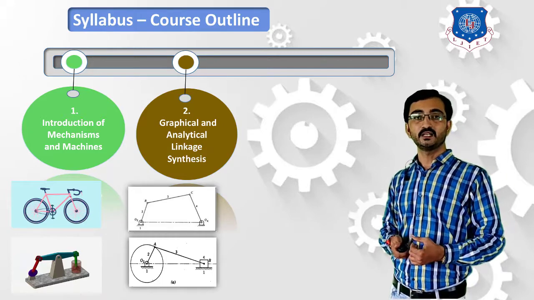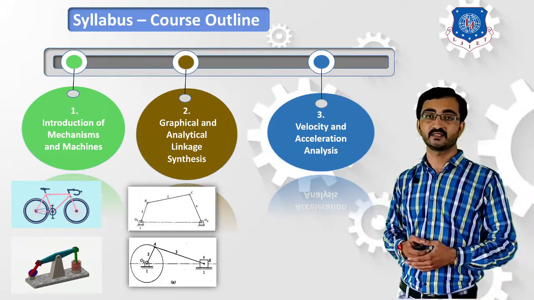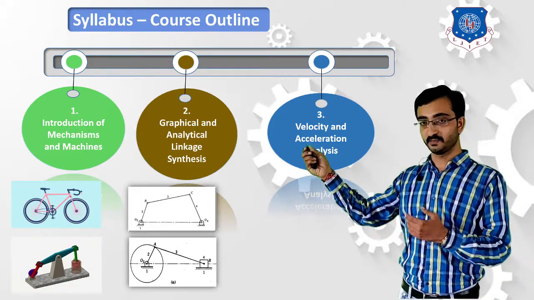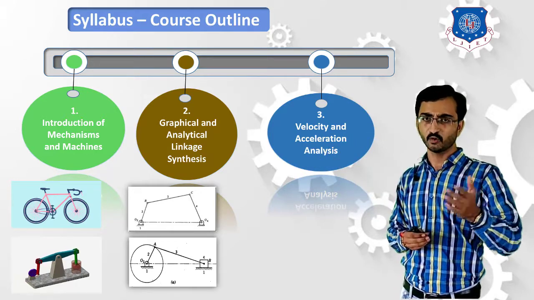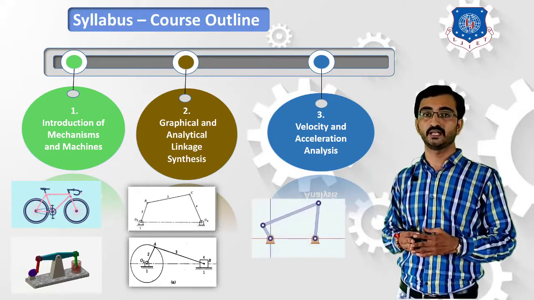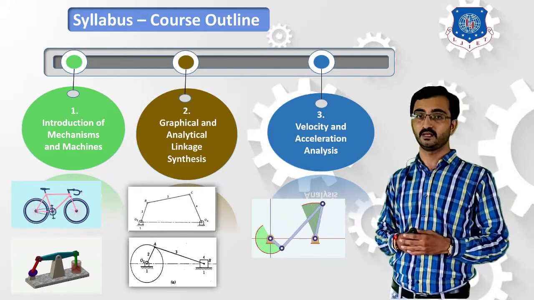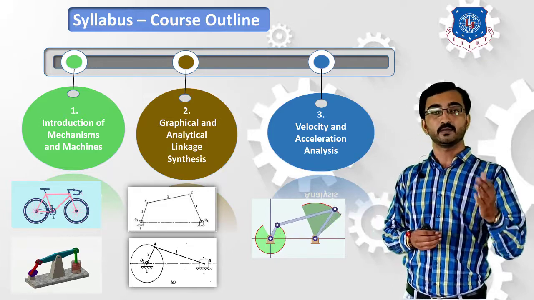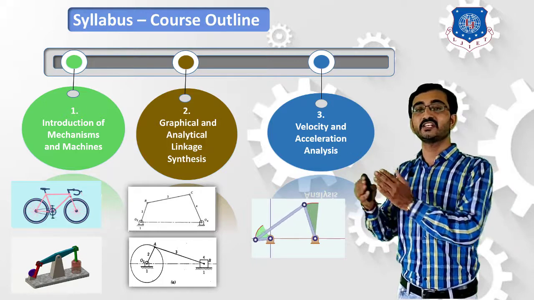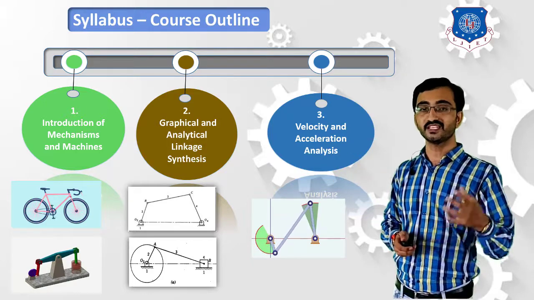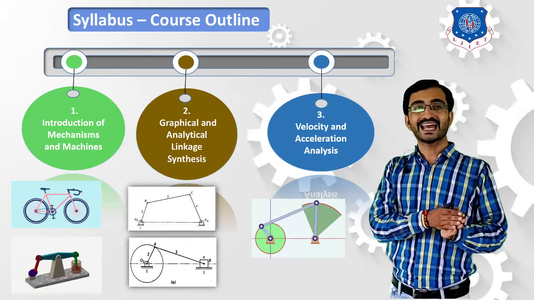And in the third chapter you will be learning about velocity and acceleration analysis. Okay, now over here analysis means that you are analyzing an existing mechanism. Now whenever you want to design any machine component, you have to identify which types of forces are produced in that mechanism. And to understand the fundamentals of force, you have to identify the velocity and acceleration of that component.